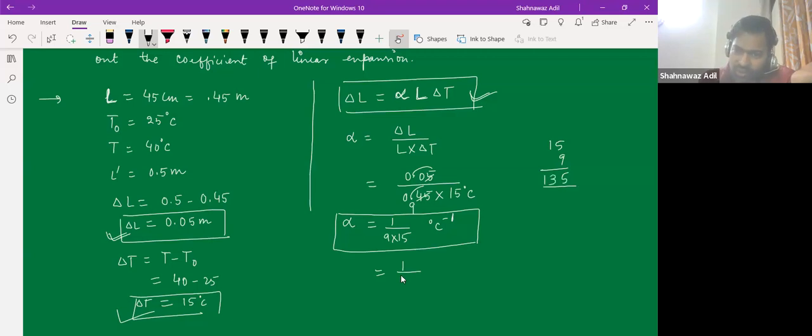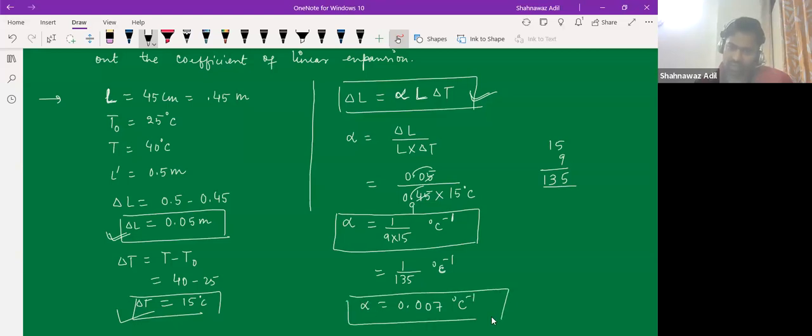So 135, and I don't know how much it is. Whatever this value is, how much is this? 1 divided by 135 is 0.007 degrees Celsius. Is this thing clear, guys? Is this thing clear?